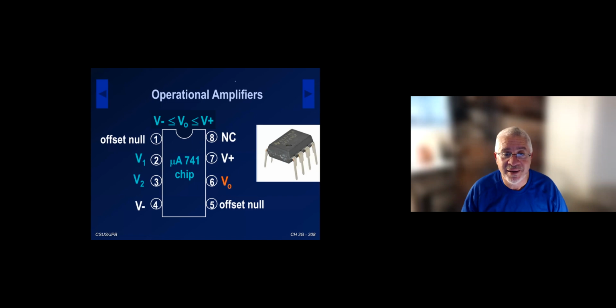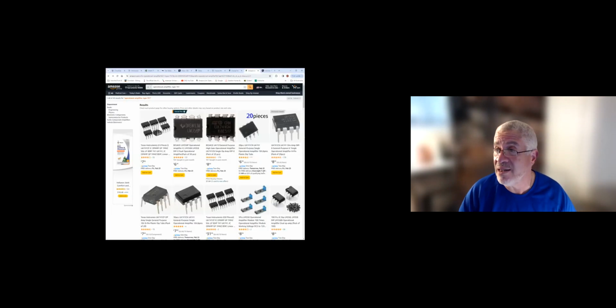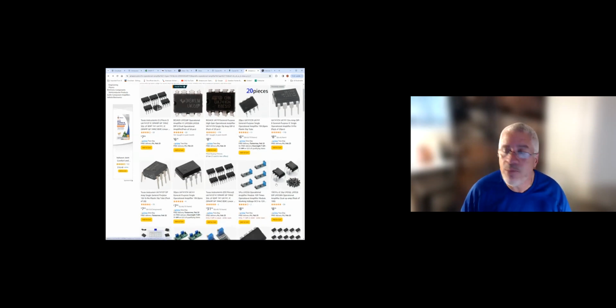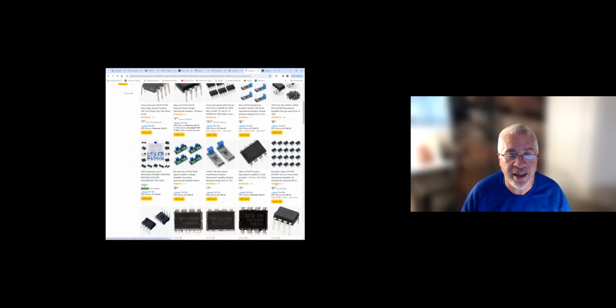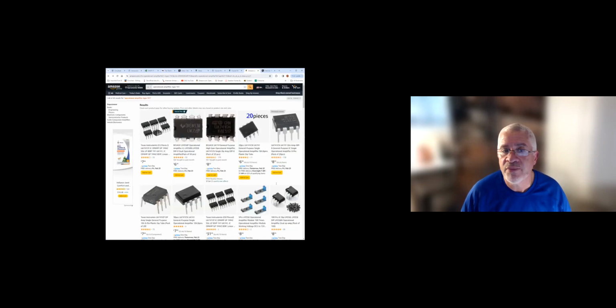I'm just going to quickly show you Amazon. I searched on Amazon to show you that basically they're pennies. I'm showing you this one here: you can buy 20 of the 741 for essentially $8.99. So this is fairly common, because they're a cheap way to do amplification of a signal. You can find them for literally pennies on the dollar. Okay, so let's go back to the PowerPoint here.